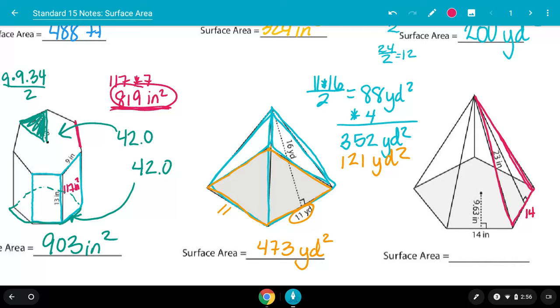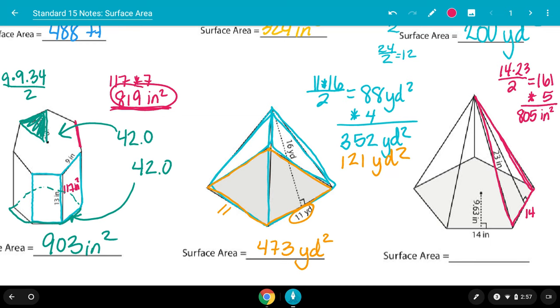So I'm going to multiply the base, 14, times the height, 23. So 14 times 23, and then I'm going to divide it by 2. And I get that the area of one of those is 161 inches squared. But how many triangles make up this pyramid? Well, since the base is a pentagon, which has 5 sides, that means there's going to be 5. So the surface area of all of those triangles put together is 805 inches squared.